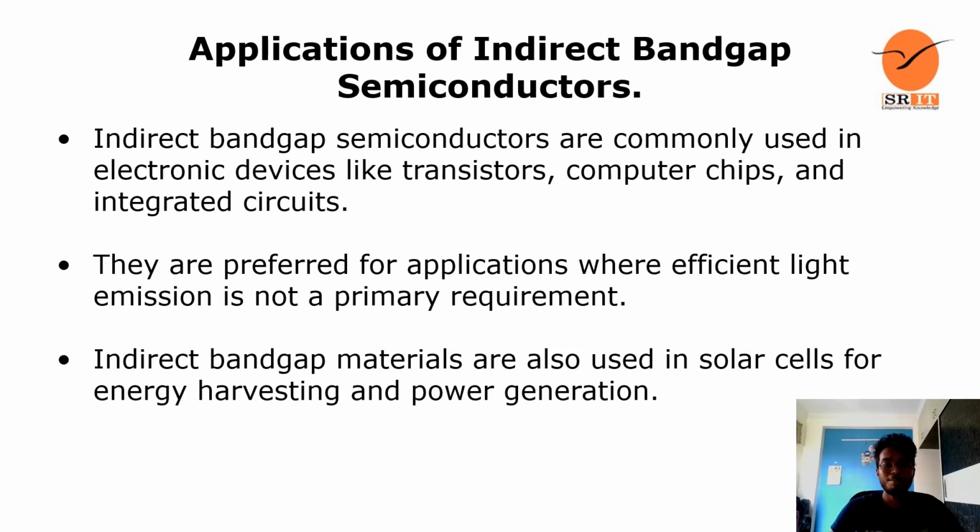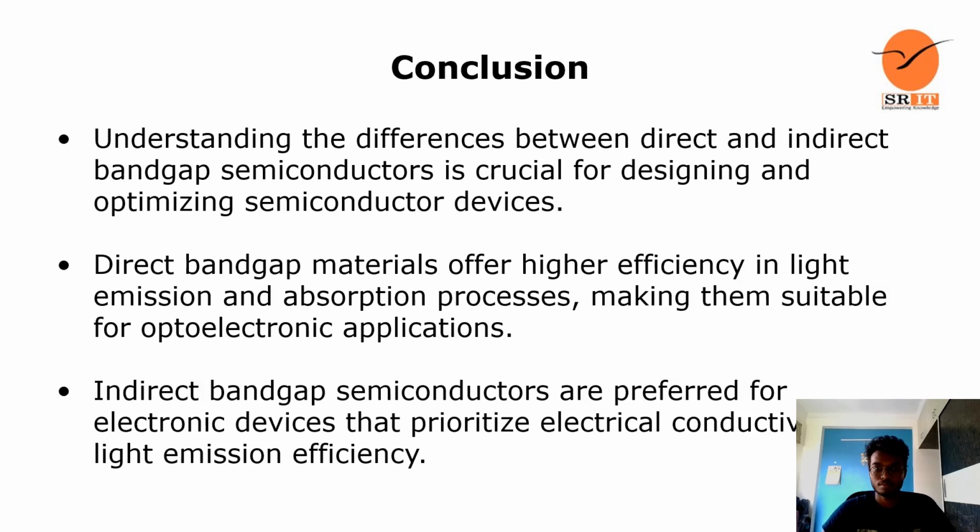Now let us move on to the applications of indirect bandgap semiconductors. These are commonly used in electronic devices like transistors, computer chips, and integrated circuits, that is ICs, and they are preferred for applications where efficient light emission is not a primary requirement. Since they have lower light emission efficiency, their use depends on the applications required for the production of different materials. These are commonly used in solar cells for energy harvesting and power generation.